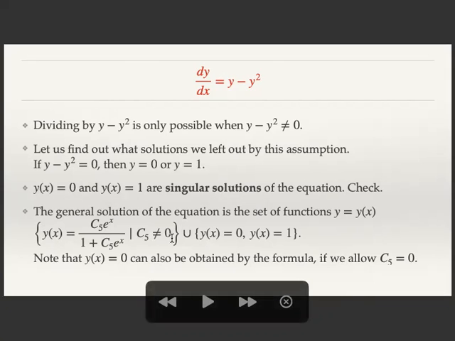So this is the general solution of our equation now. We have the formula that we got on the previous page, C5 e to the x over 1 plus C5 e to the x, where C5 is a non-zero number, together with these two special solutions, y of x is constantly 0 and y of x is constantly 1.